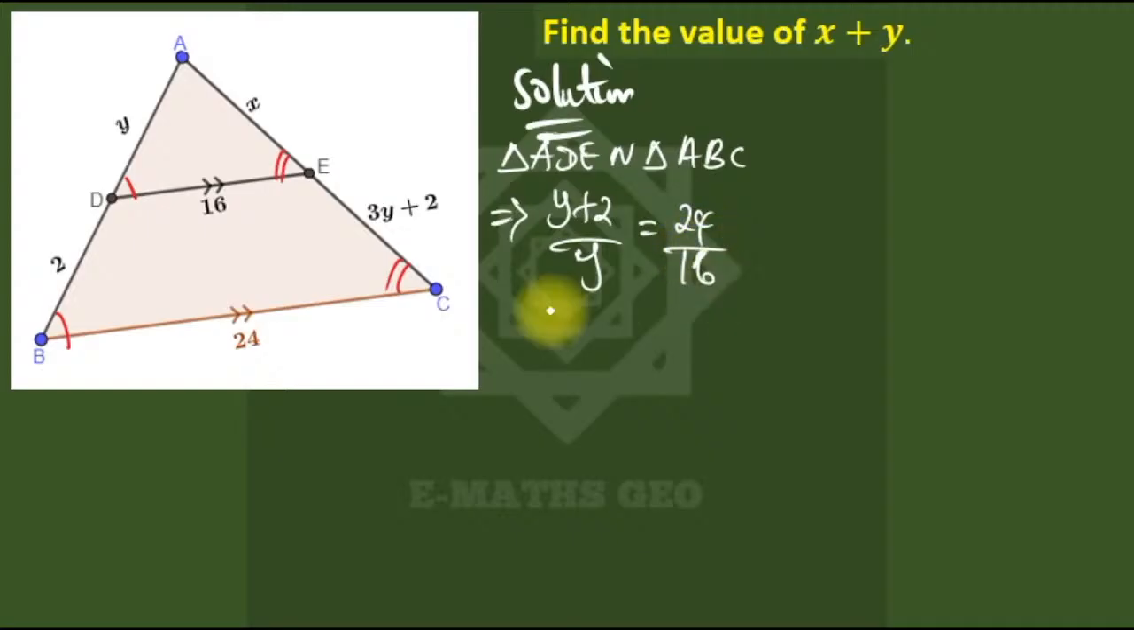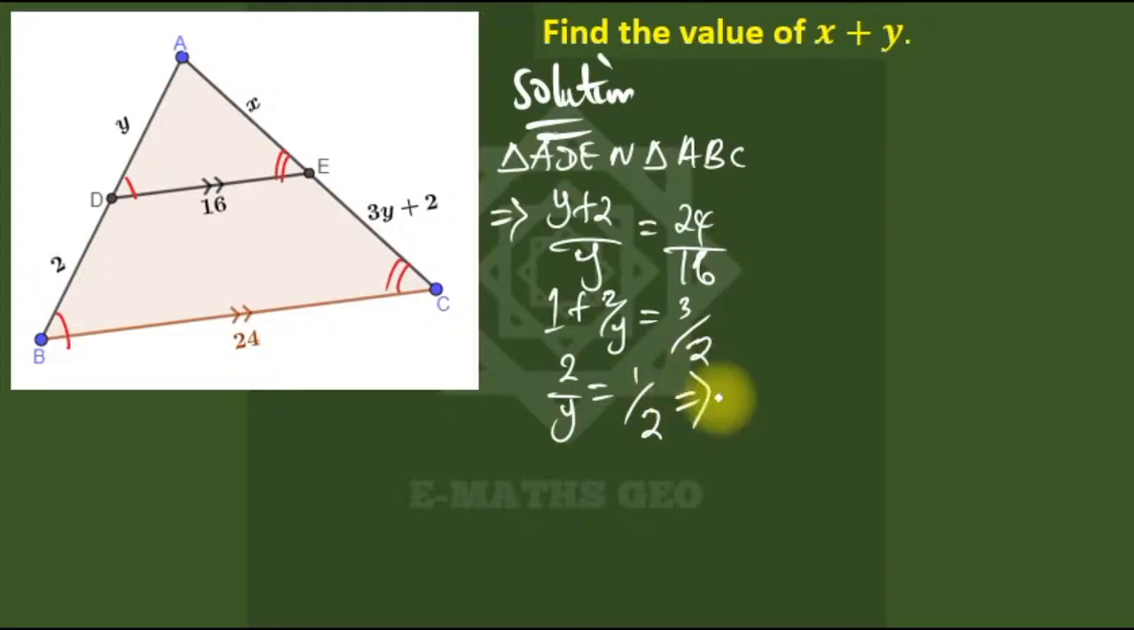And Y over Y is 1, plus 2 over Y. On the other side, 24 over 16 is 3 over 2. So 3 over 2 minus 1 is 1 over 2, which is 2 over Y. So if you solve for Y, Y is 4. So we've gotten Y as 4.